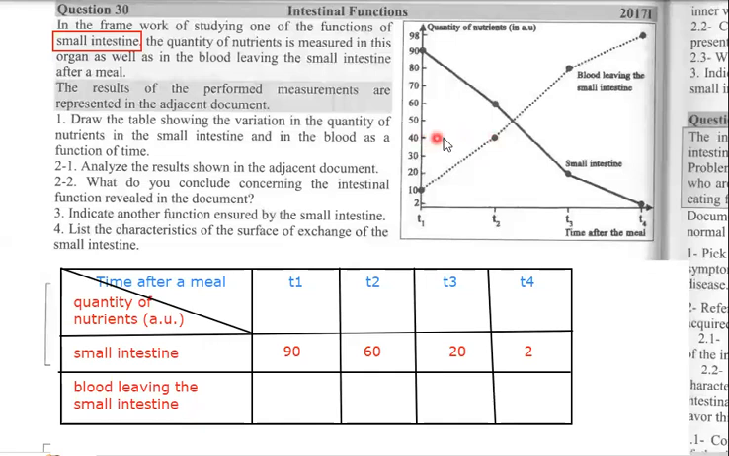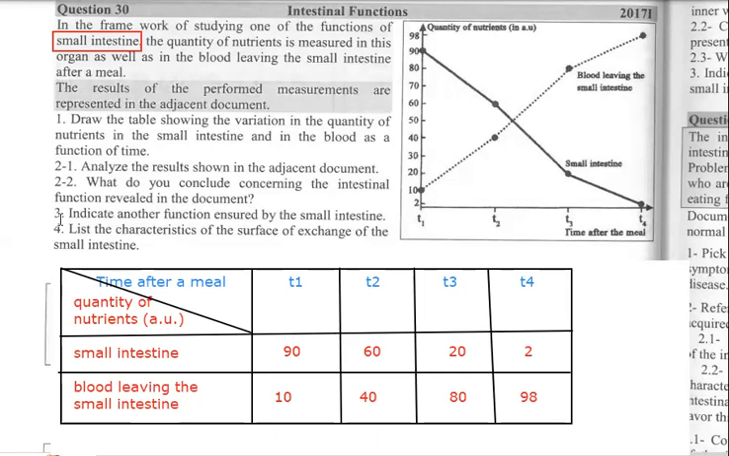While the quantity of nutrients in the blood leaving the small intestine was 10 at T1, 40 at T2, almost 80 at T3, and 98 at T4. So from 10 to 40 to 80 and to 98. Okay, now the table is done.